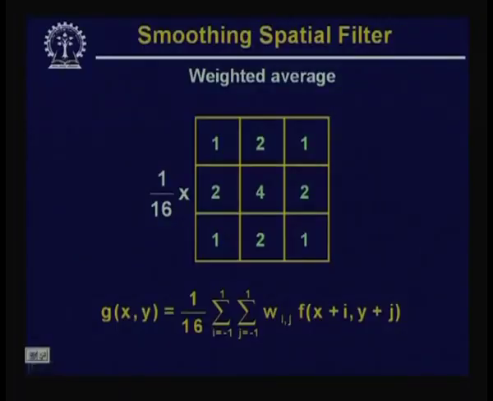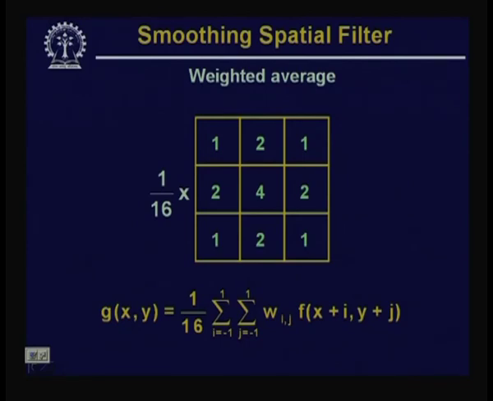So, when we apply this kind of mask, the general expression of the mask operation becomes the summation of w(i, j) times f(x minus i, y minus j), or f(x plus i, y plus j), with the summation from j equal to minus 1 to 1 and i equal to minus 1 to 1, and take 1 upon 16 of this. That gives the value which is to be placed at location x y in the processed image g. So, this becomes the expression of g(x, y).